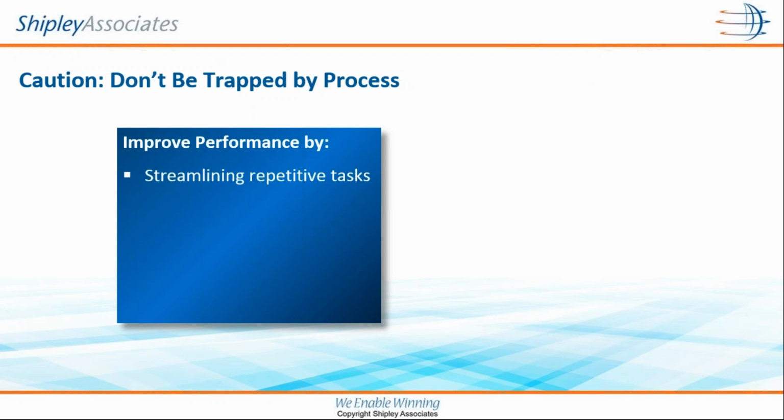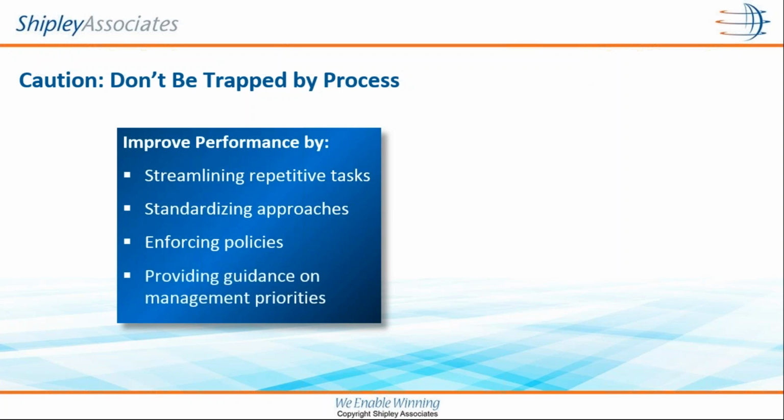So one caution we want to put out there to everyone is don't get caught up and don't get trapped by the process. Don't make it so cumbersome and so complicated and so complex that we get caught up in that as opposed to what we're really trying to achieve. So to improve performance and to tailor a life cycle to fit your organization, which is what we completely embrace, we need to streamline repetitive tasks. If there are tasks that need to be repeated at various phases, let's try and streamline some of those. Standardize our approach so we're not reinventing the wheel on every pursuit.